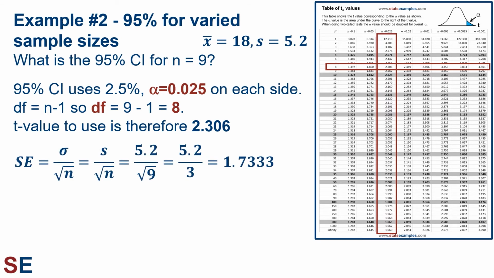Lastly, we need the standard error. This will be the standard deviation of our sample divided by the square root of our sample size. This is 5.2 divided by the square root of 9, which is 3, to give us 1.7333.